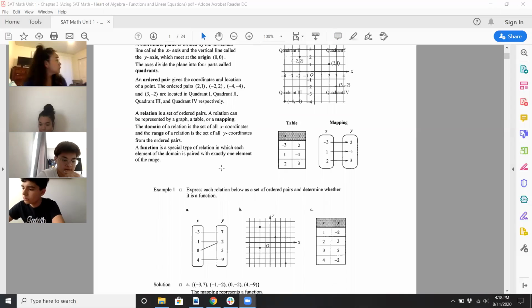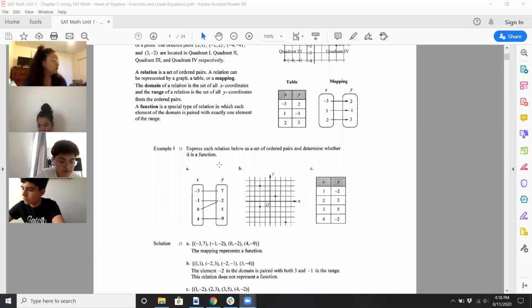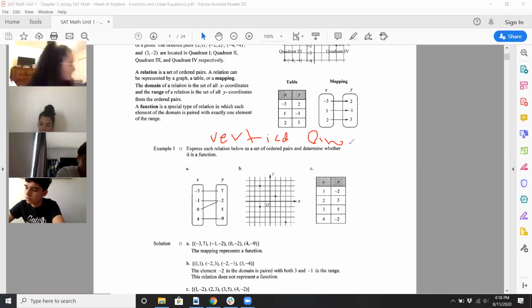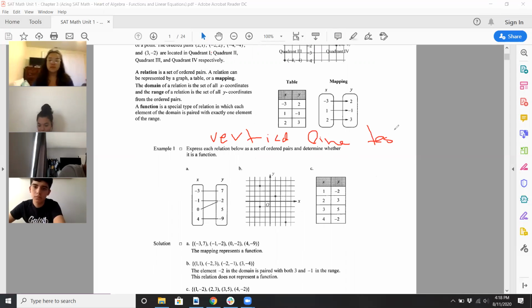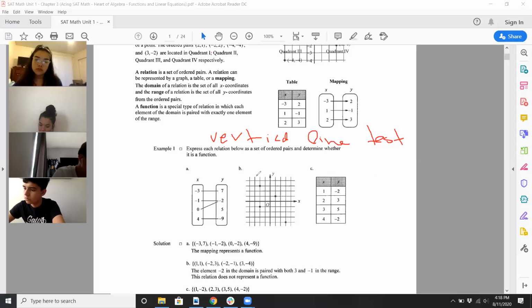To determine whether something represents a function, you have to pass the vertical line test, which you guys hopefully are familiar with. So vertical line test means that whenever you draw vertical lines, you cannot cross more than one point. So basically for each input, there's only one output.